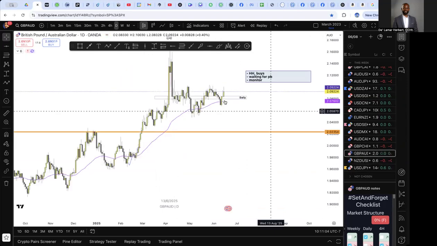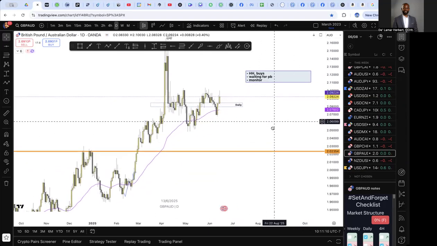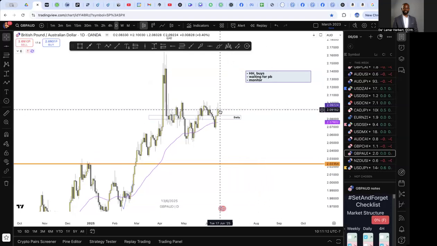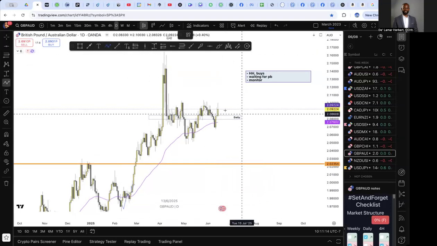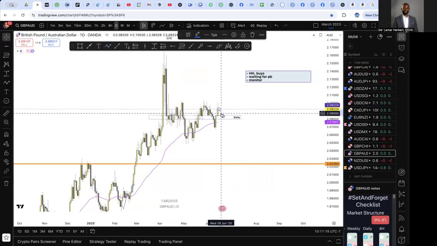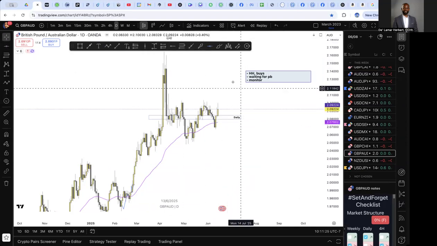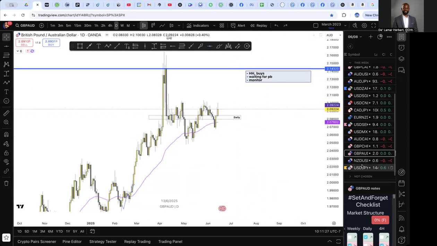GBP AUD. We're just looking for a daily pullback. We want to see a daily pullback, then we'll be looking for buys. We already had our shift of structure. Okay. Take this off. We're looking for buys. Our take profit is going to be up here.